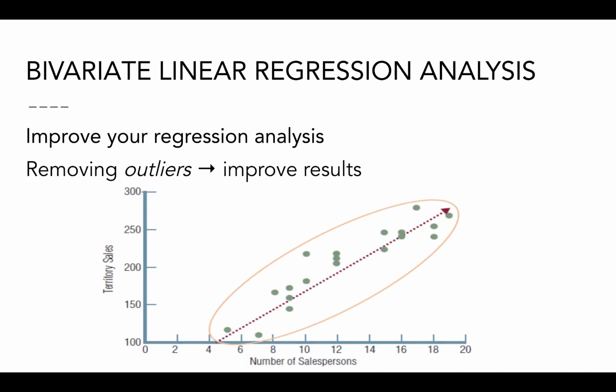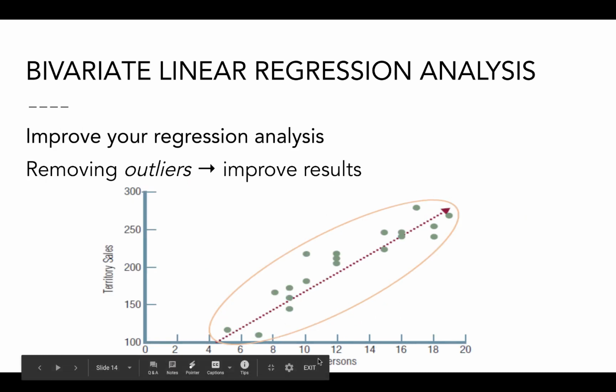However, if you have an outlier, let's say you have some data point where, in this case, the number of salespeople and territory sales, you have a very high number of salespeople but still very low territory sales, so you'd have an outlier where the data point is somewhere here, it would significantly mess up your regression line. It would become very hard to draw an imaginary line as close as possible to all these data points if one data point is very far off. So in some cases, removing these outliers can improve your results.